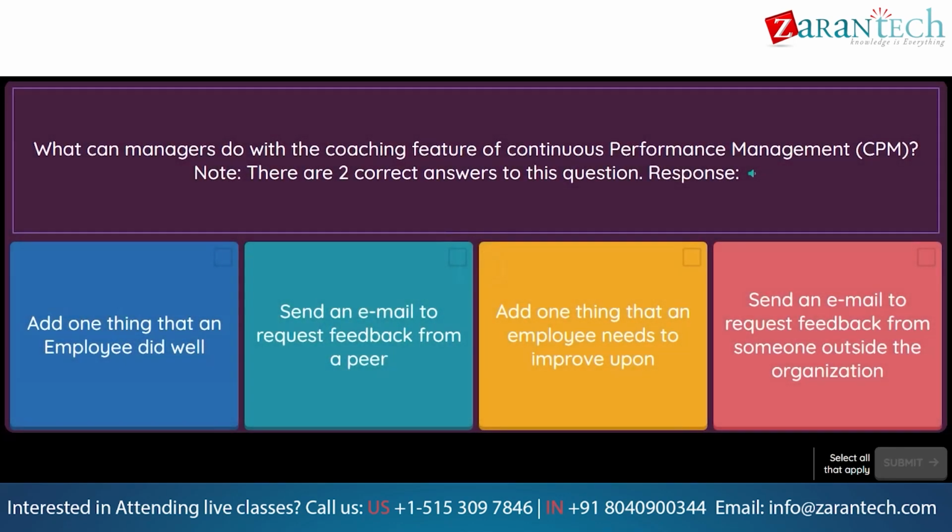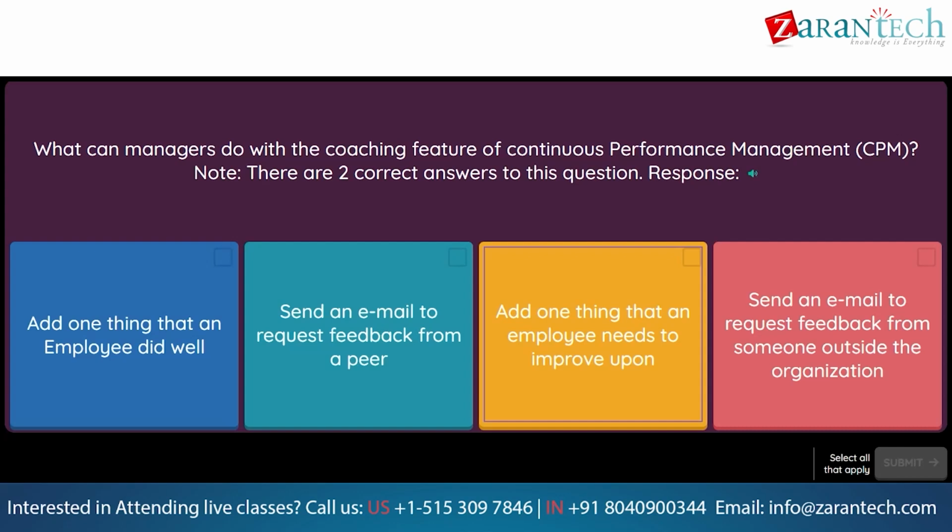Question: what can managers do with the coaching feature of Continuous Performance Management, CPM? Note: there are 2 correct answers to this question. Response: Option 1, add one thing that an employee did well. Option 2, send an email to request feedback from a peer. Option 3, add one thing that an employee needs to improve upon. Option 4, send an email to request feedback from someone outside the organization.